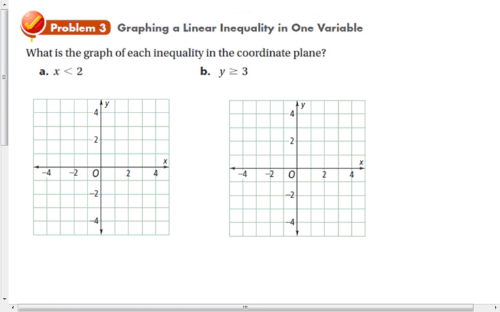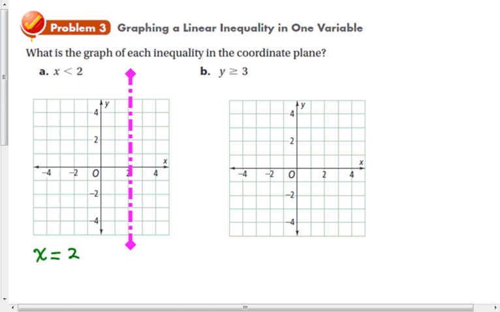All right, what is the graph of each inequality in this coordinate plane? Now on here, we want to graph x is less than 2. So again, we're going to find the boundary line, which is x is equal to 2. That's the line with all the coordinates that have an x coordinate of 2, a vertical line at x equals 2. And so I'm going to put a dotted line there at x equals 2.